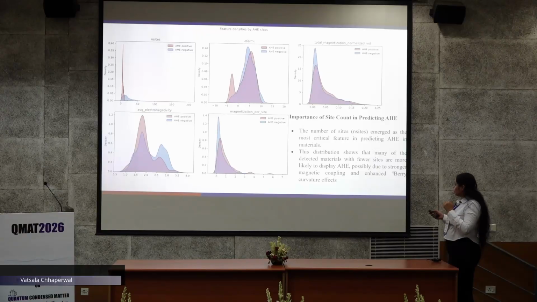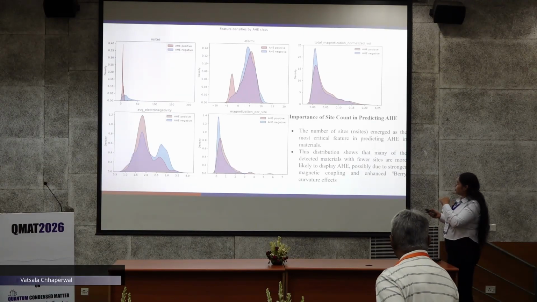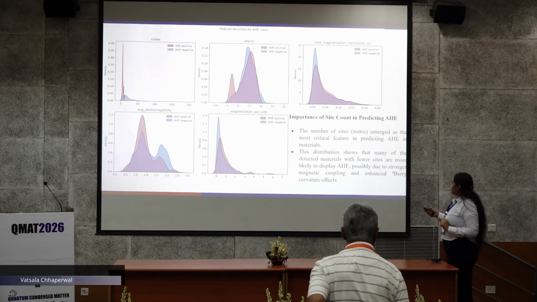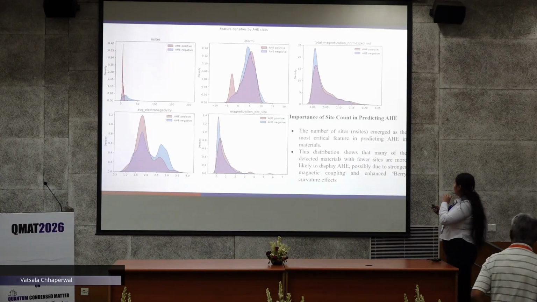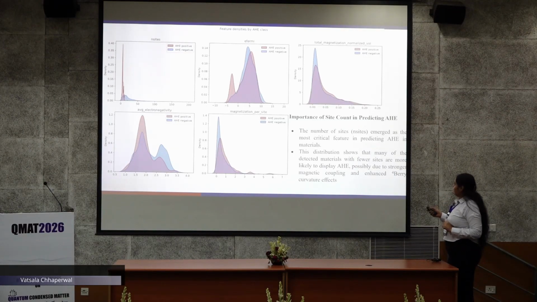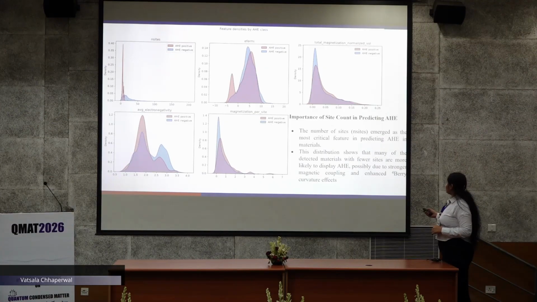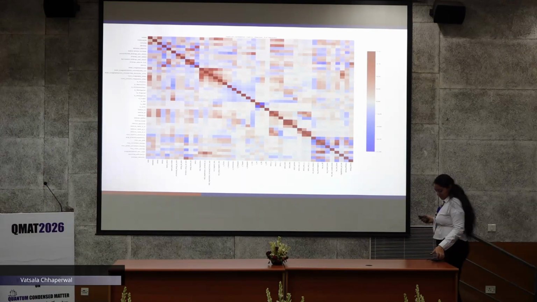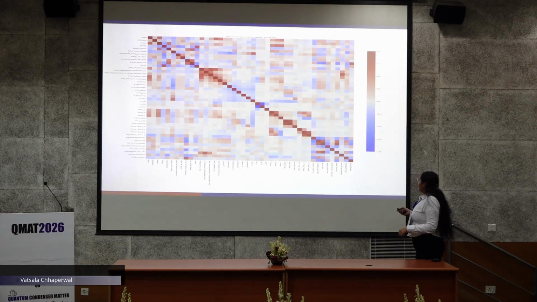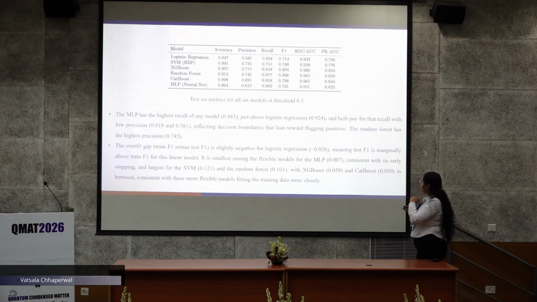So the Berry curvature for these materials was higher, and the feature insight shows more prevalence. Similarly, we can see that the total magnetization normalized volume was not considered a better feature, and these frequency distributions were seen for the features. This is the Pearson correlation matrix, in which we saw that the features that are highly correlated are shown in red.